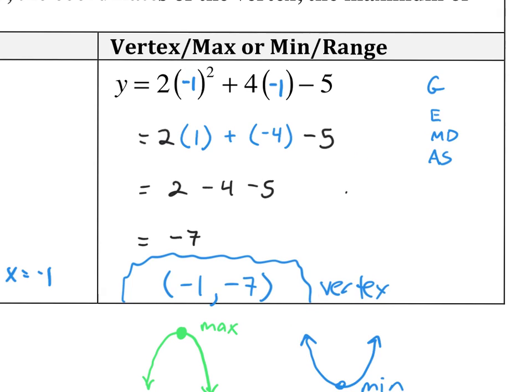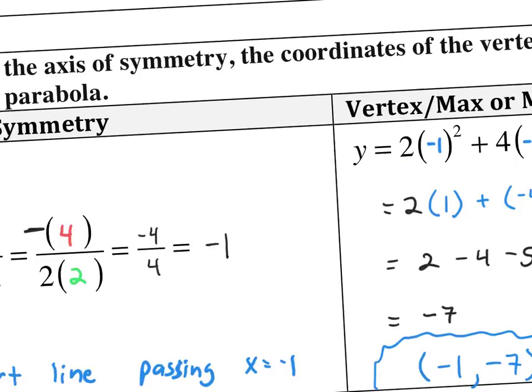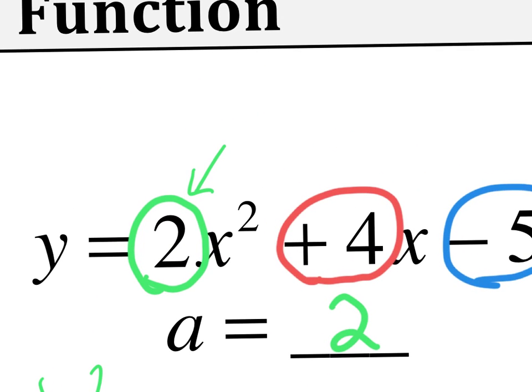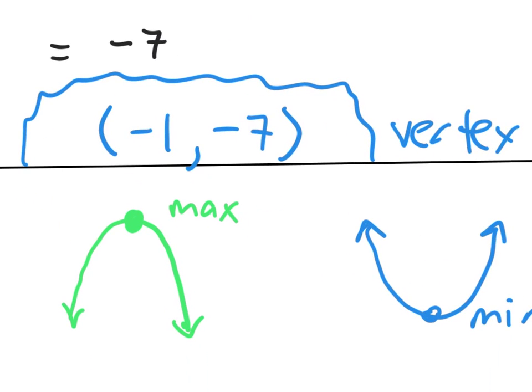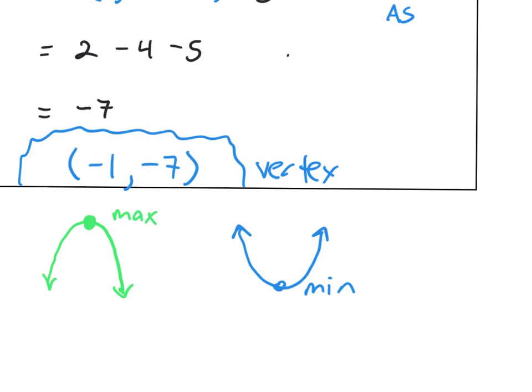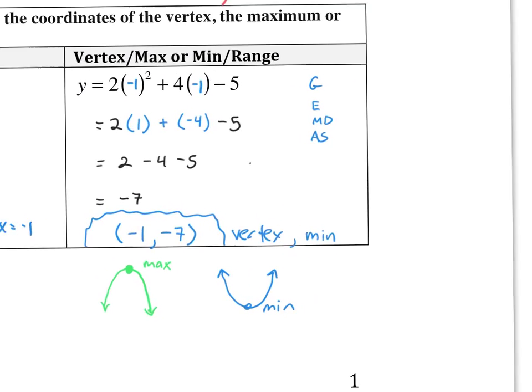So let's review here. How do we know if it's a max or a min? Well, remember the A is the most important part here. So the A is 2. We know that it opens up, which means the basic shape looks like this. So therefore, my vertex has to be a minimum. So don't be confused. Just because there are negatives here, that doesn't indicate whether or not it's a max or a min. So my vertex is negative 1, negative 7, and it's going to be a minimum because of the positive 2.